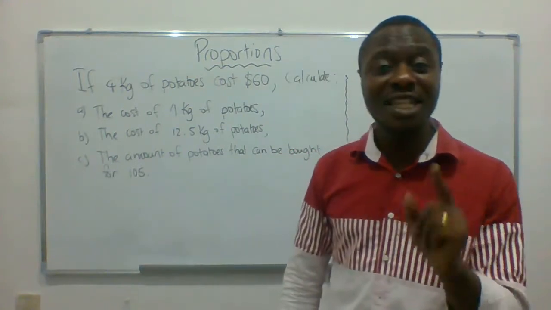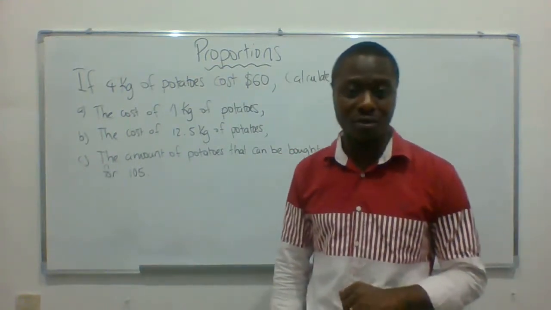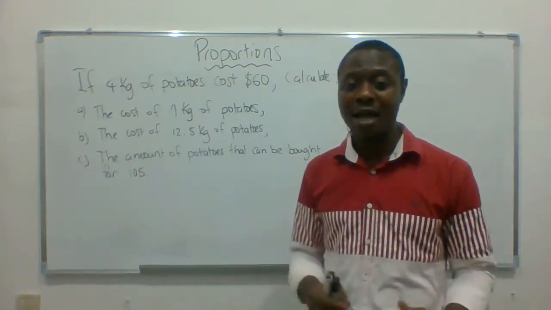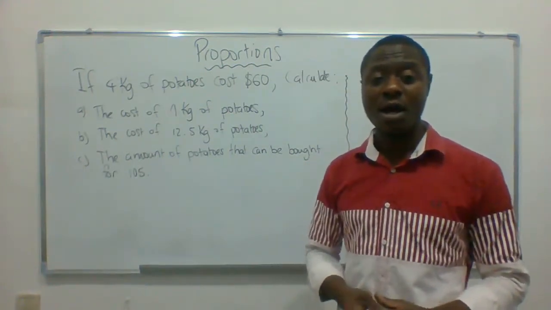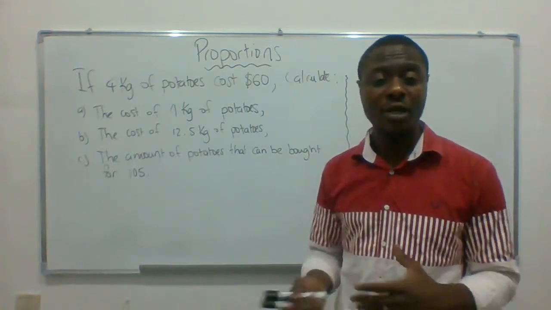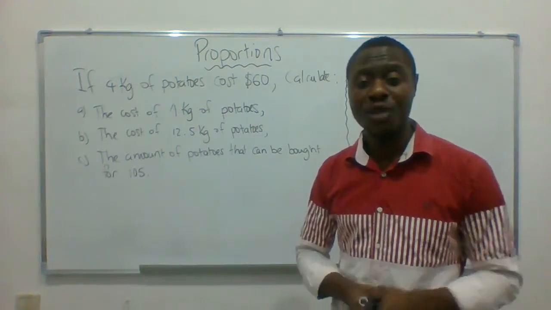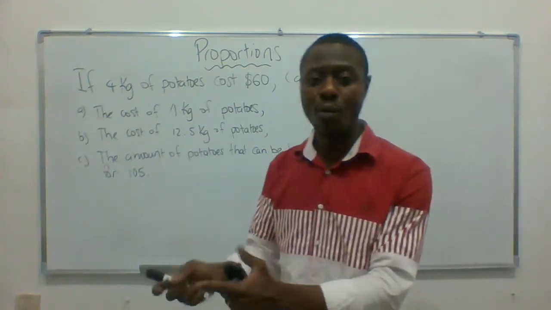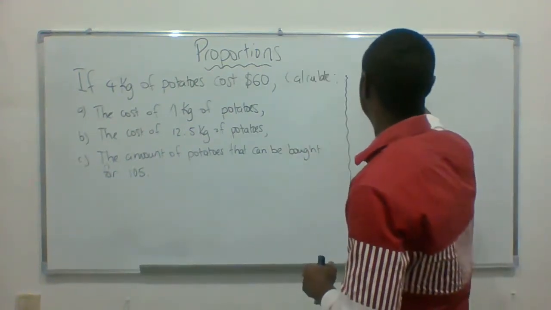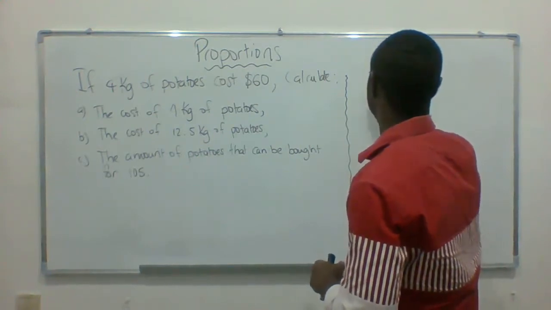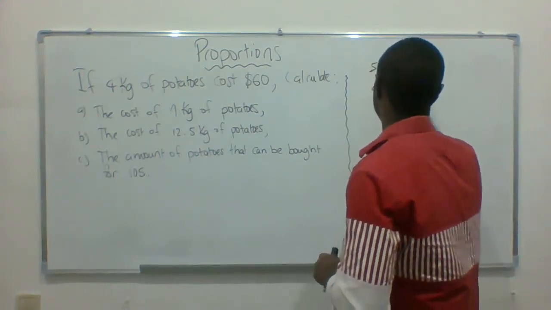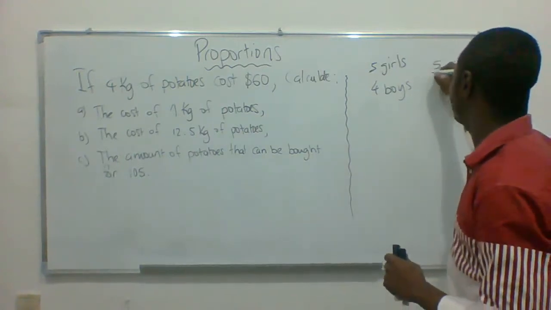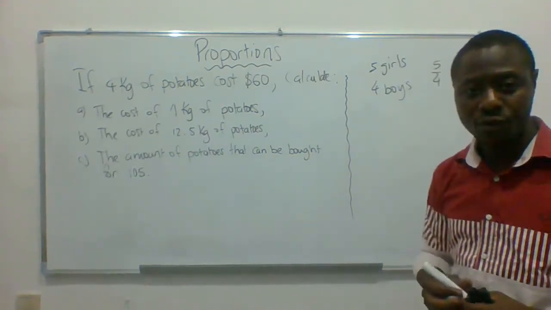So we can continue with the concept of proportions. Remember, we discussed the concept of ratios and proportions, and we said that ratios are just a way of comparing two different numbers. Like for example, when there are 5 girls in a class and 4 boys. When there are 5 girls and 4 boys, you say that the ratio of the girls to the boys is 5 to 4.